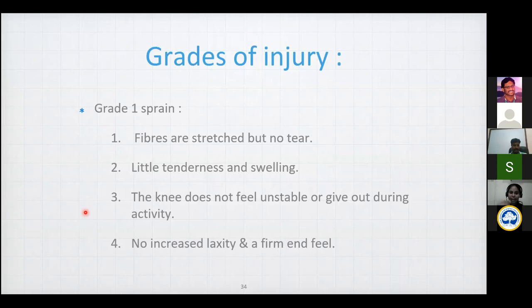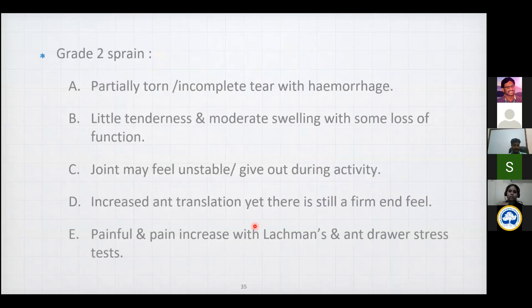So grade 1 sprain, the fibers are stretched, but no tear, little tenderness and swelling. The knee does not feel unstable or give out during the activity. No increased laxity, and there is a firm end feel. Firm end feel means the ligament is fine. Not much tear. For grade 1, we can go for conservative rehabilitation only. We don't need surgical management for grade 1 sprains.